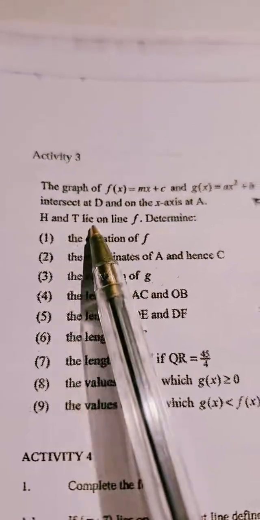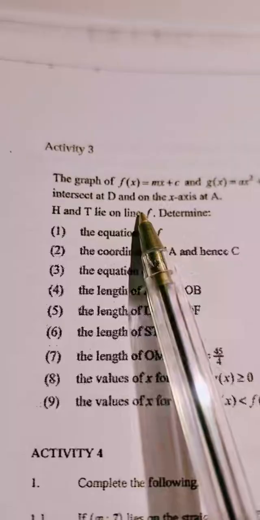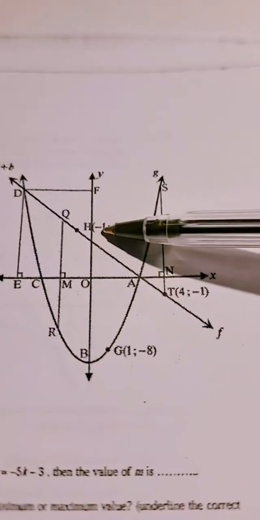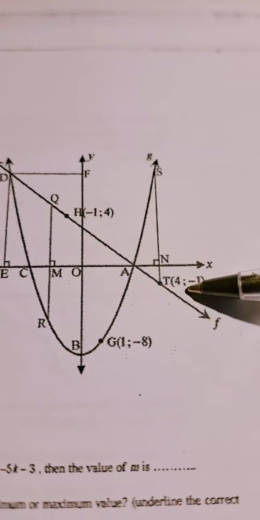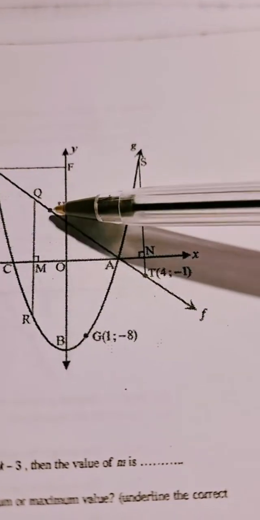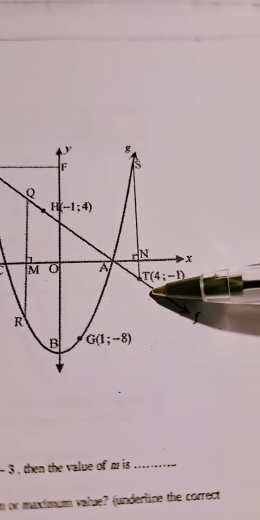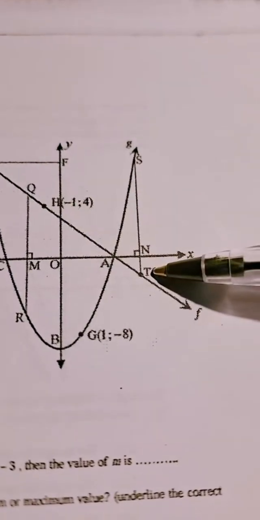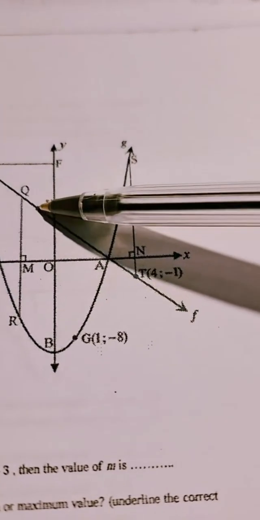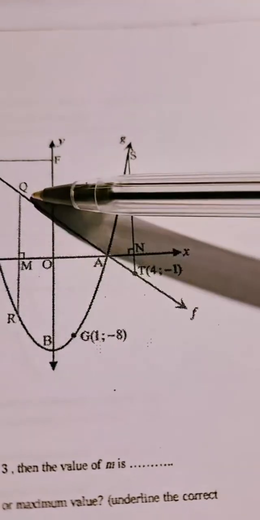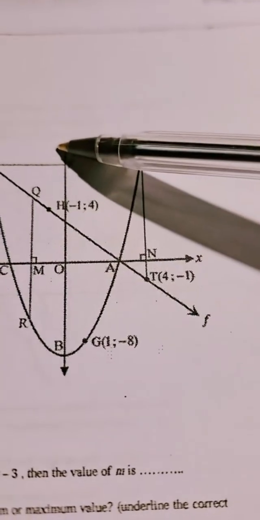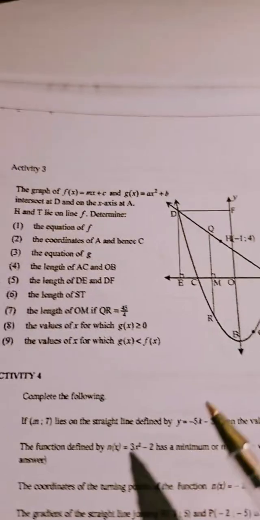Now they are saying H and T lie on F. When points lie on F, it means they exist there on the function F. And that's very important too.